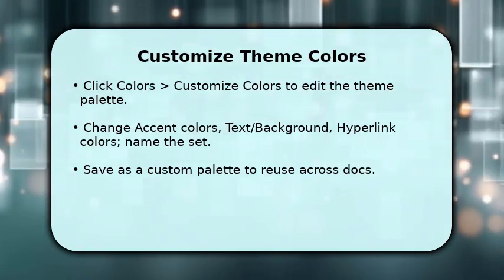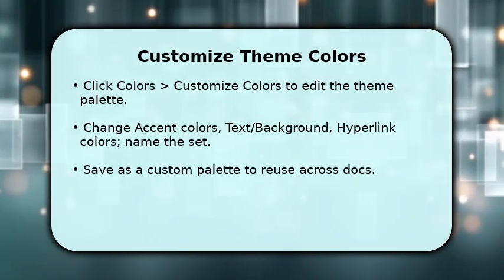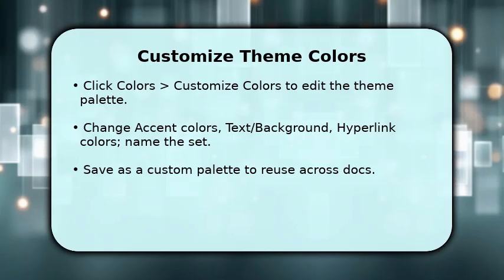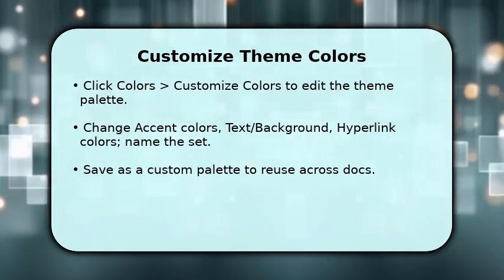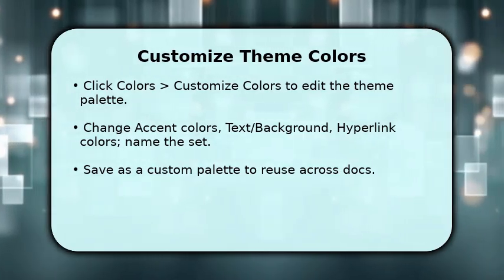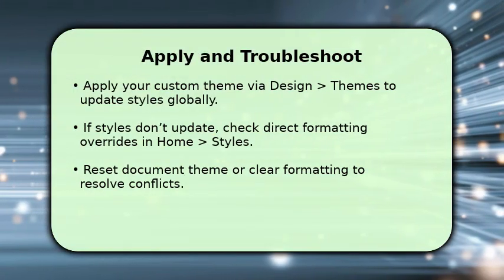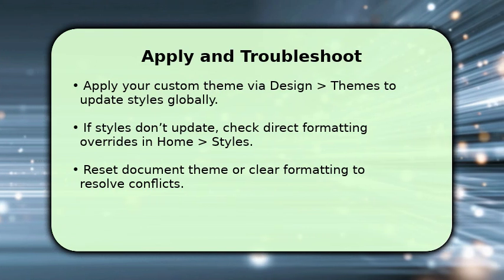After adjusting, give the set a clear name so you can identify it later, and press Save. This stores a custom palette in the Themes gallery. Make sure to test contrast on both light and dark backgrounds, and finally apply the new theme to the document by selecting it from Design Themes. This updates styles globally, which is faster than manual edits.